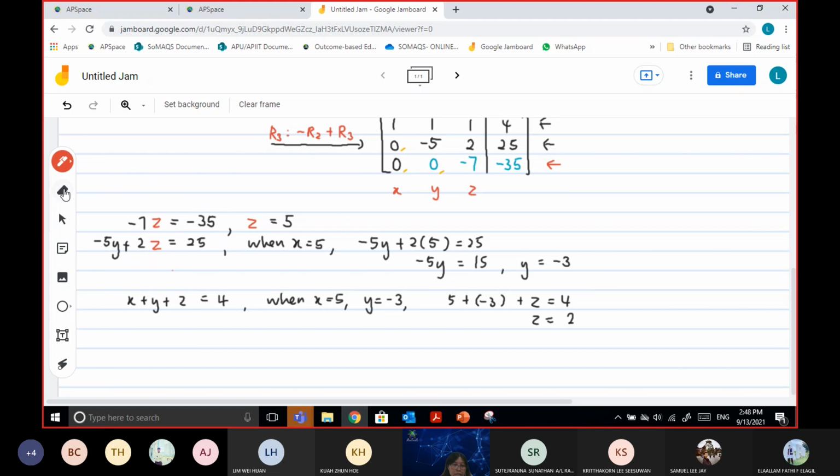Then z equals 5. Okay, then y equals negative 3. Then x plus y plus z equals 4, when y equals negative 3 and z is 5. 5 minus 3, so your x equals 2. Okay, x equals 2, y equals negative 3, z equals 5. So this is our answer.